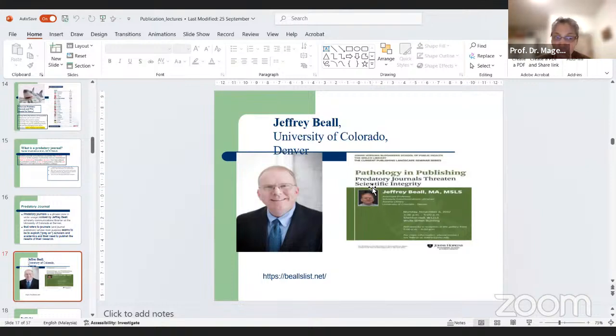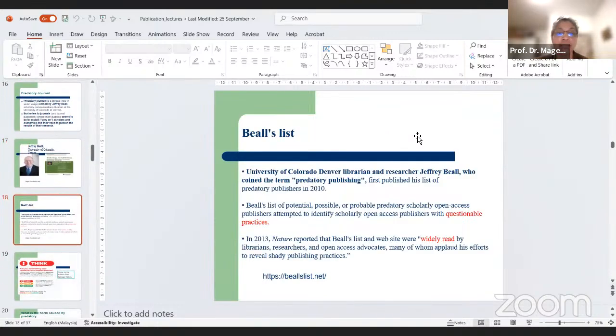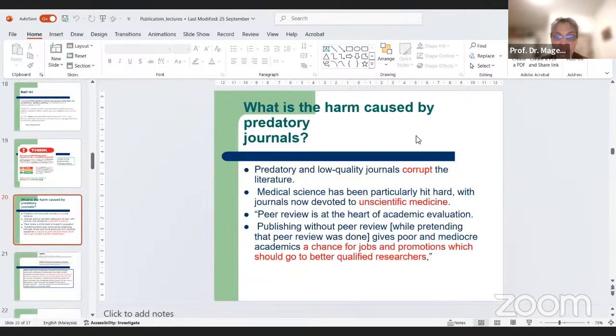You can see which publishers and which journals are blacklisted. So you don't go and publish in those journals. If you publish, you are actually putting yourself in trouble. Okay, don't do that. So Beall's list, you can actually check on it.